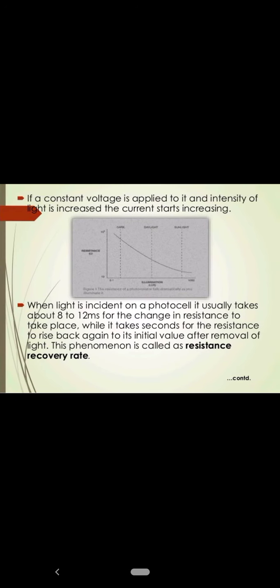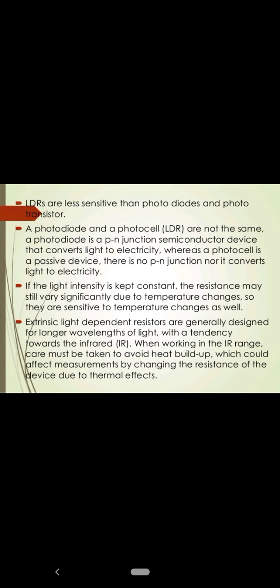If a constant voltage is applied to it and the intensity of light is increased, the current starts increasing. When light is incident on a photocell, it usually takes about 8 to 12 milliseconds for the change in resistance to take place, while it takes seconds for the resistance to rise back again to its initial value after removal of light. This phenomenon is called the resistance recovery rate.